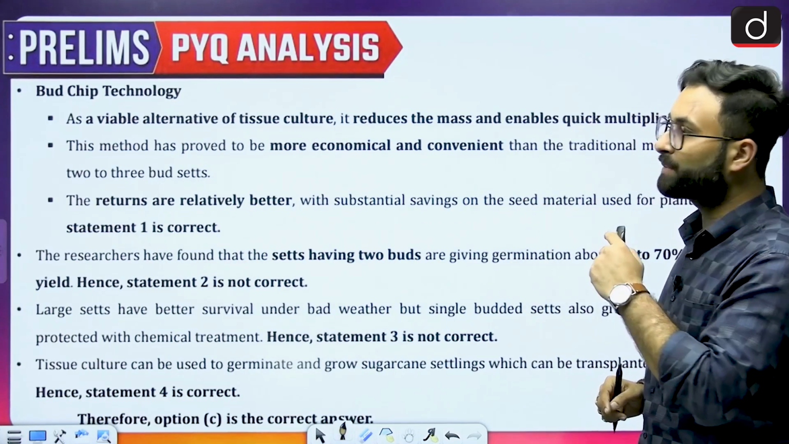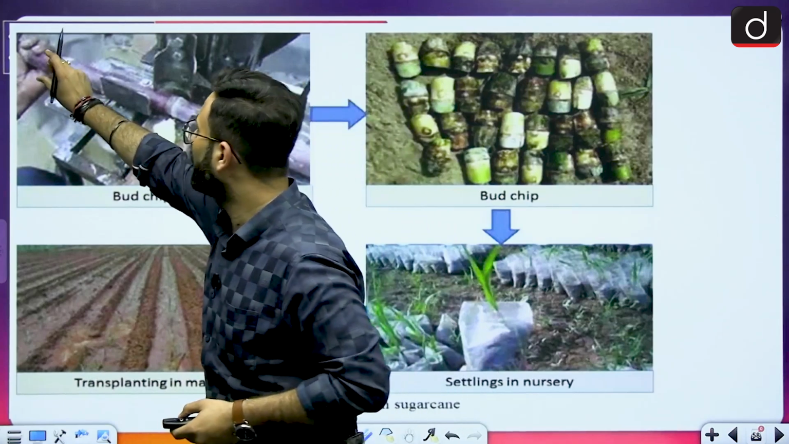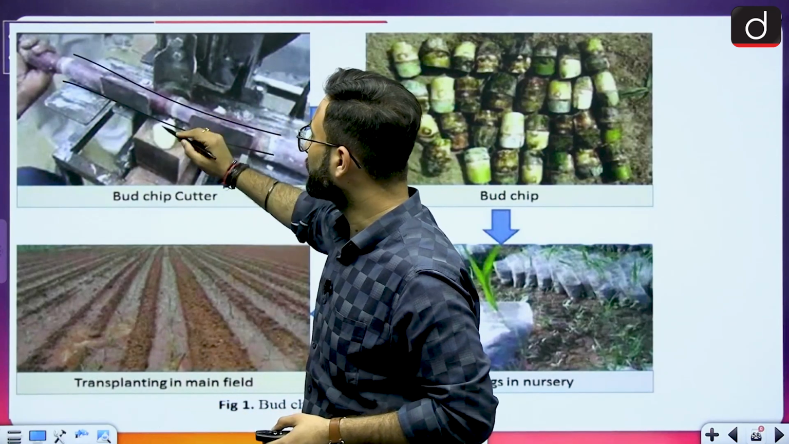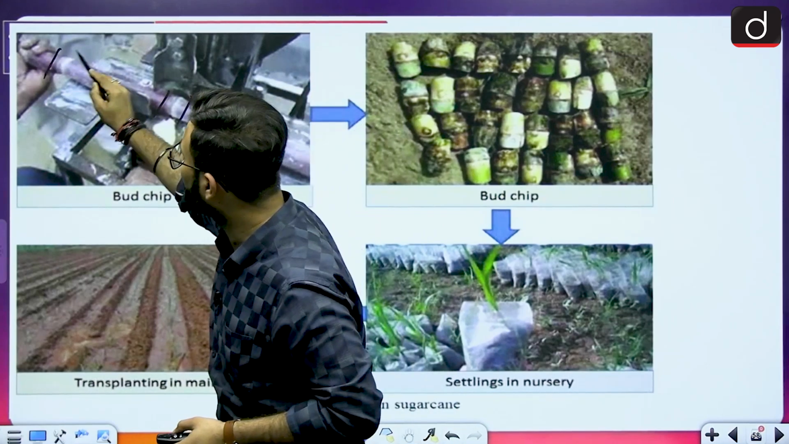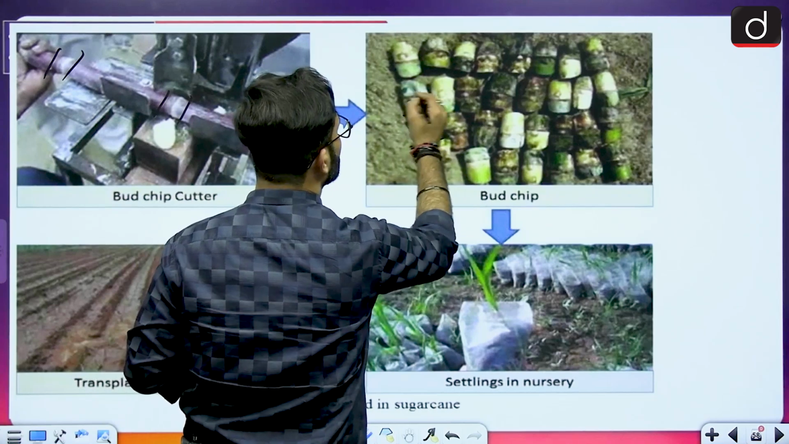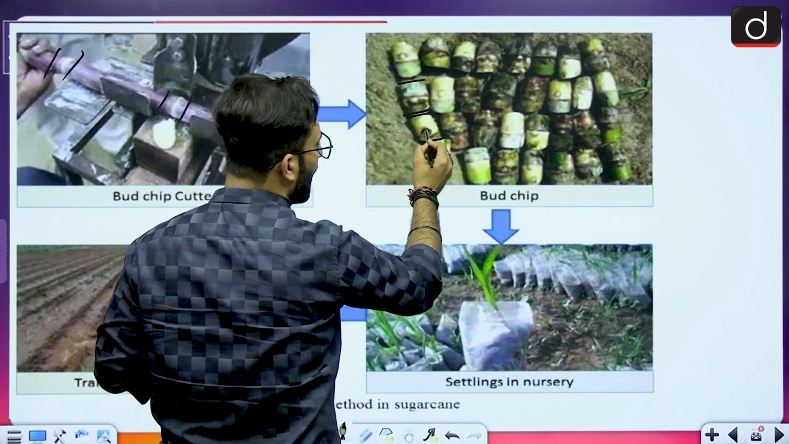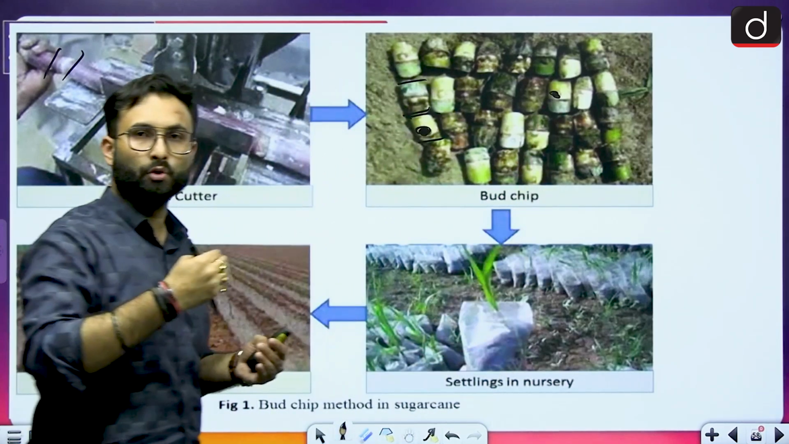Coming to the next one, bud chip technology, I have already told you about it. So this is the stem of the cane, and this is the bud cutter. What they are doing is cutting the buds over here. After cutting the buds, you can see these are your buds. At every bud there is this eye, from where the shoot will start to come.